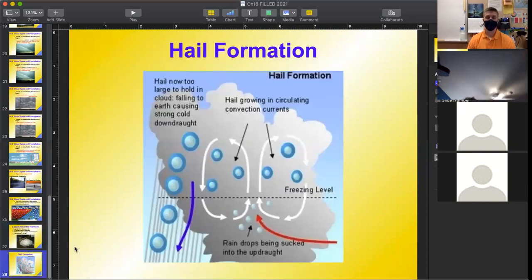So hail's not the most common thing, but it does happen. And when it happens, that usually means that the conditions are right for pretty extreme weather and potentially tornadoes. So it's definitely something that you should pay attention to whenever you see it, and just be a little more aware of your surroundings when that happens.